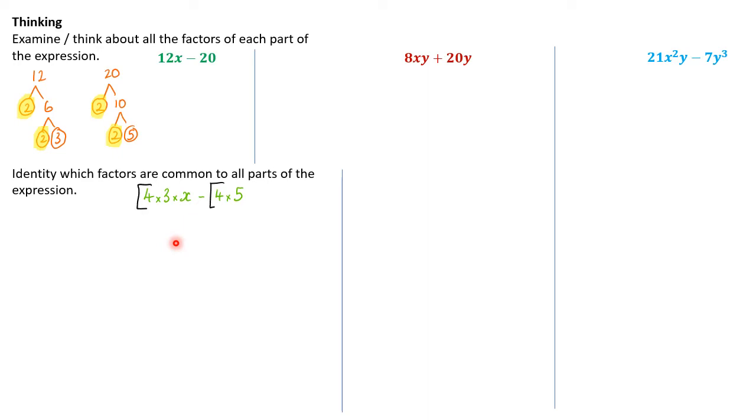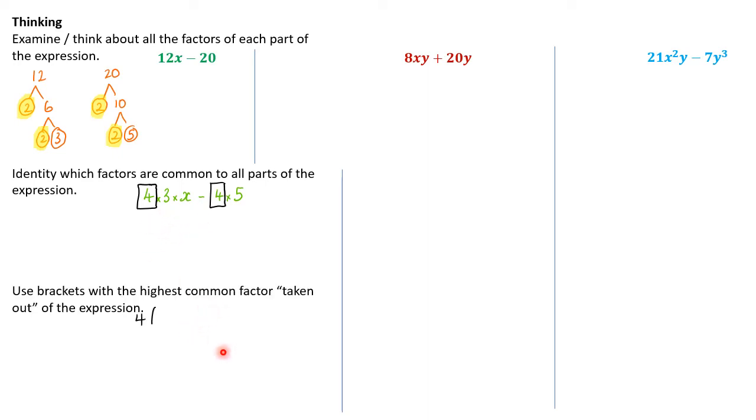My next step is to think about which are common. So I've got a 4 in both of those terms, and nothing else is common. So now I can put the 4 on the outside of my bracket and think about what needs to go inside my bracket. So I've got 3x in the first term, and I've got a 5 in the last term, but I've also got a negative sign in the middle. So in my bracket I'll have 3x minus the 5. So make sure you get that sign right.